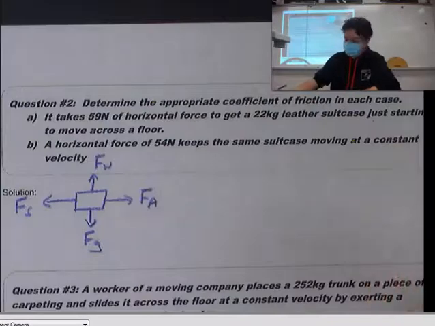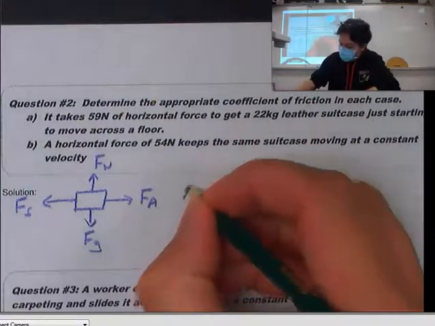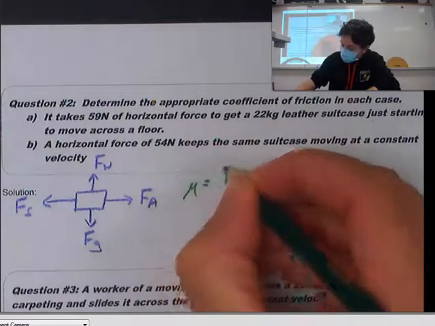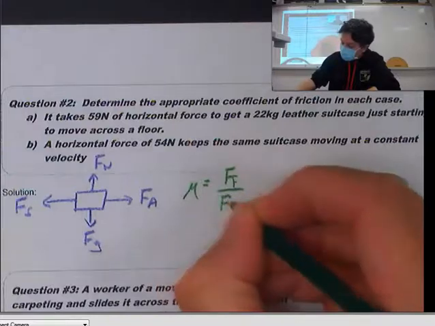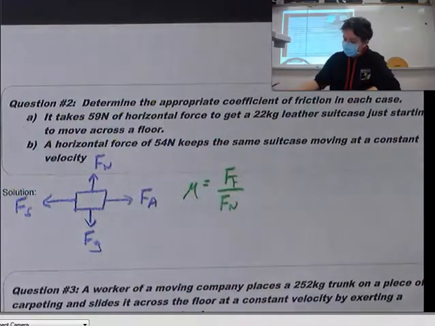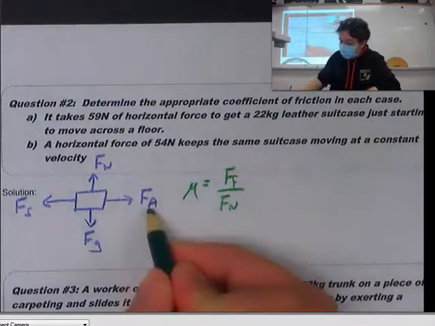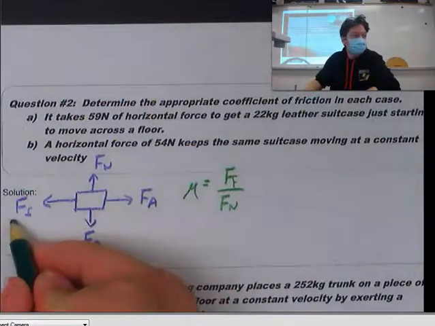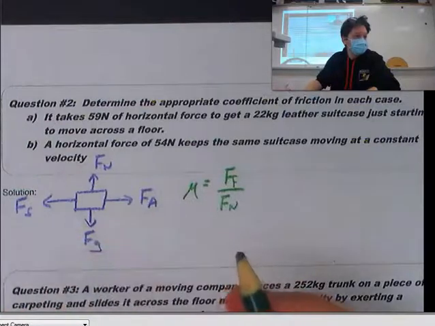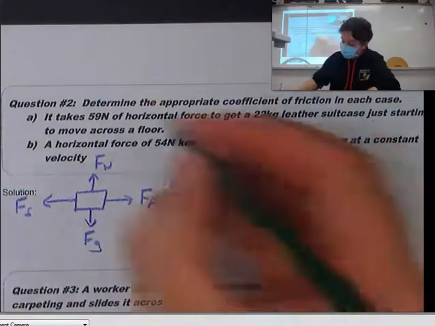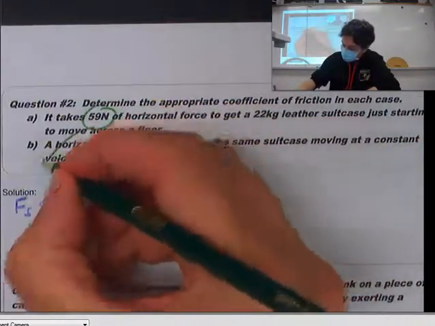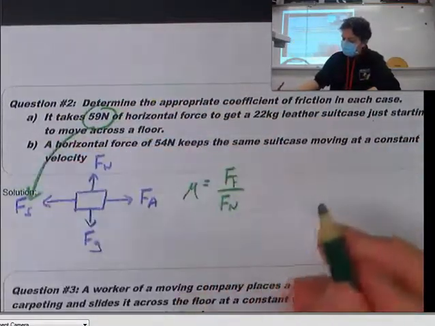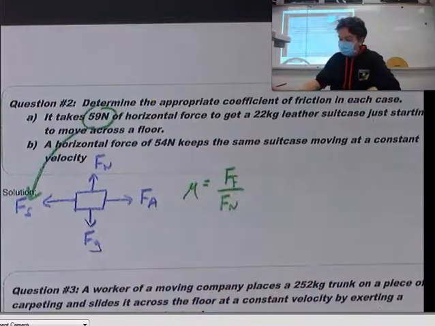So going back to the question, to solve it, we need to know what that frictional force is and what that normal force is. Well, to just get it to move, that means our applied force would need to equal that maximum value that static friction is. So they tell us that. That's 59 newtons. And then we need to figure out the normal force.